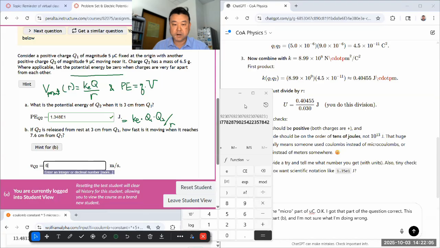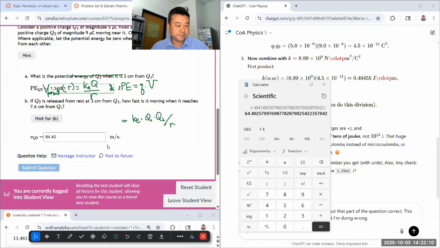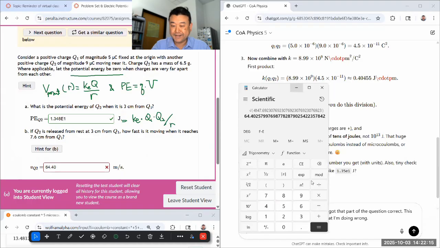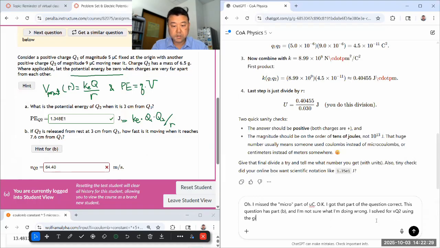You thought you probably did it correctly, and then it says it's wrong, and you are stuck. So let me now ask: I got the part A correct, this question, and what am I doing wrong? I solved for free Q2 using the given mass information in the question, and it says it's wrong. I checked. I'll just leave it there.